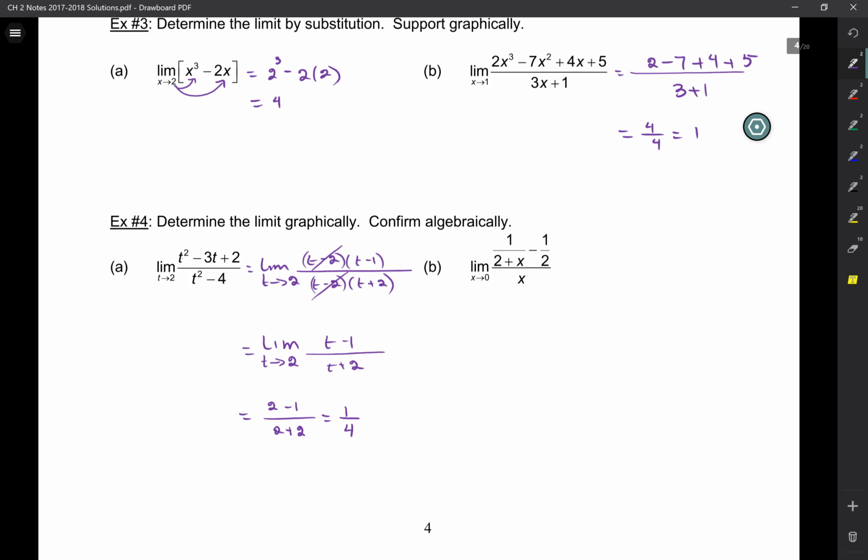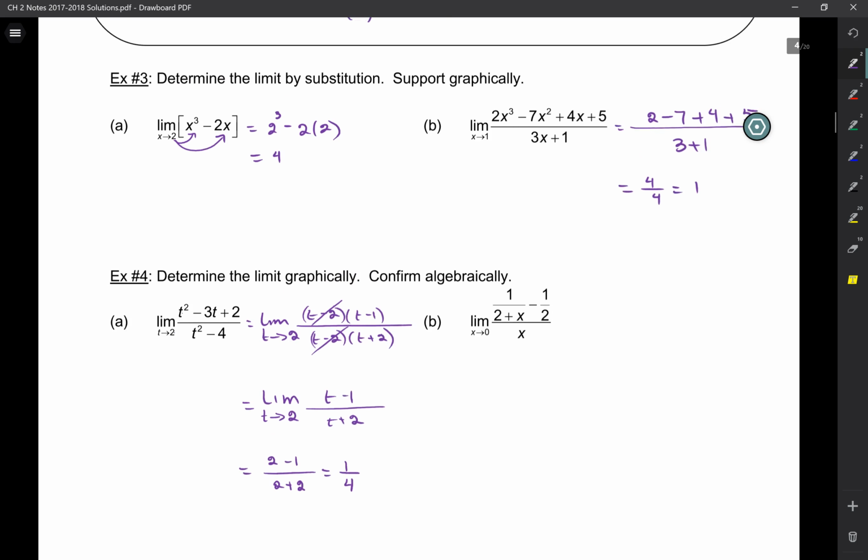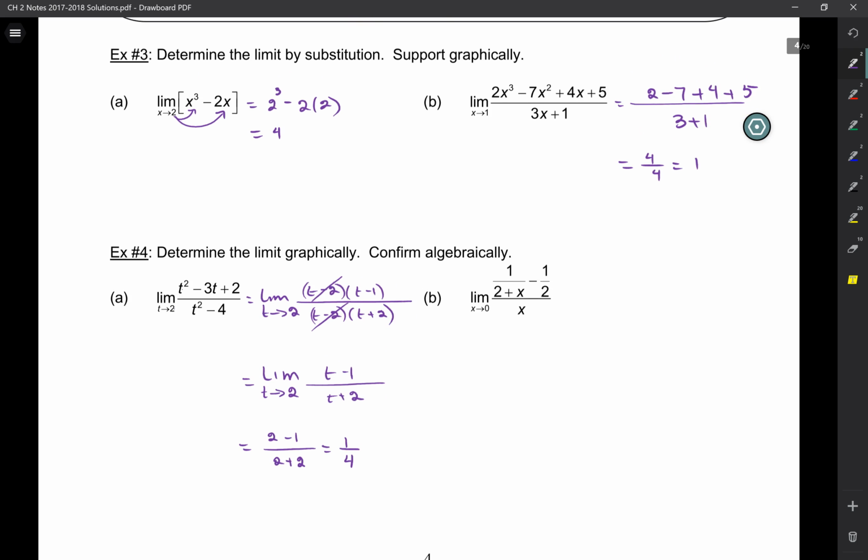So when it says determine graphically or support graphically, all it asks you to do is to put it in the calculator, graph it, and visually see what the limit is.